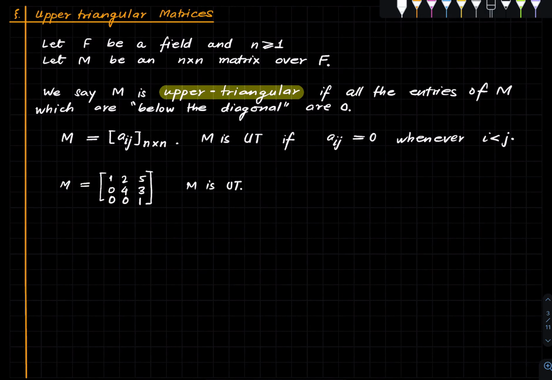Let's say M were equal to 1, 2, 5, 0, 0, 0, 0, 1, 3. Then this is also upper triangular. There is an entry on the diagonal which is 0, but we don't care. We only need to talk about the entries below the diagonal. And if all of them are 0, then M is upper triangular. So this is also upper triangular. And I don't think there is any more need to get into any further examples. So we know what upper triangular matrices are.